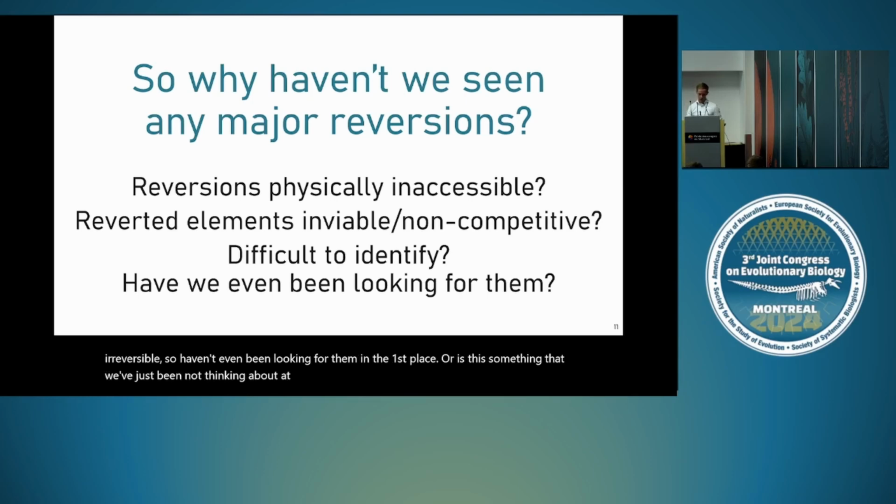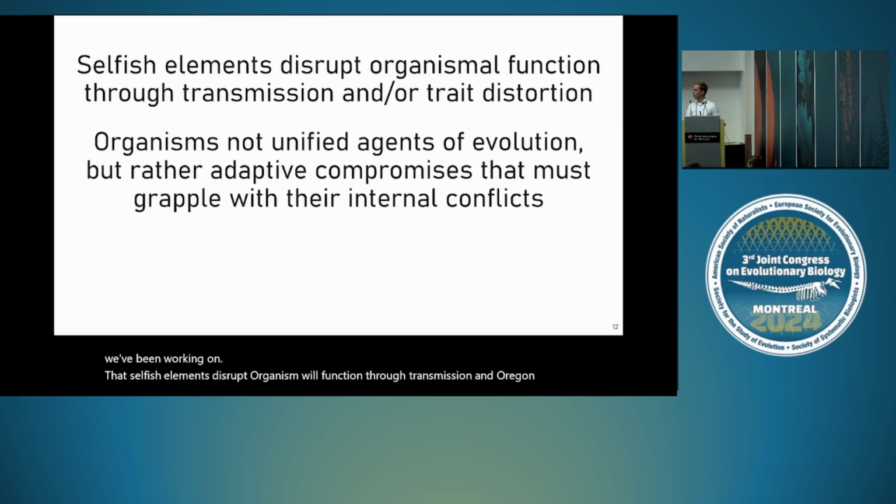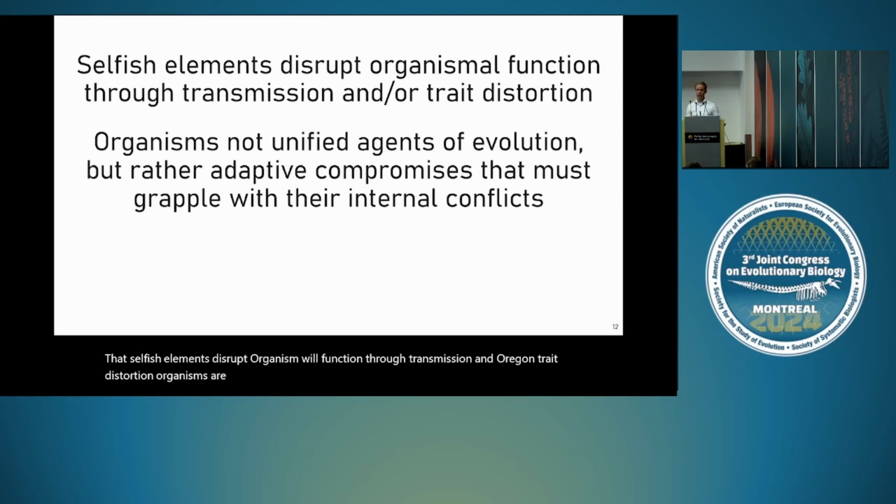So wrapping this up, we could basically conclude over these 3 papers that we've been working on that selfish elements disrupt organismal function through transmission and/or trait distortion. Organisms are not unified agents of evolution, but they have internal conflicts that they must grapple with in order to achieve their goals.